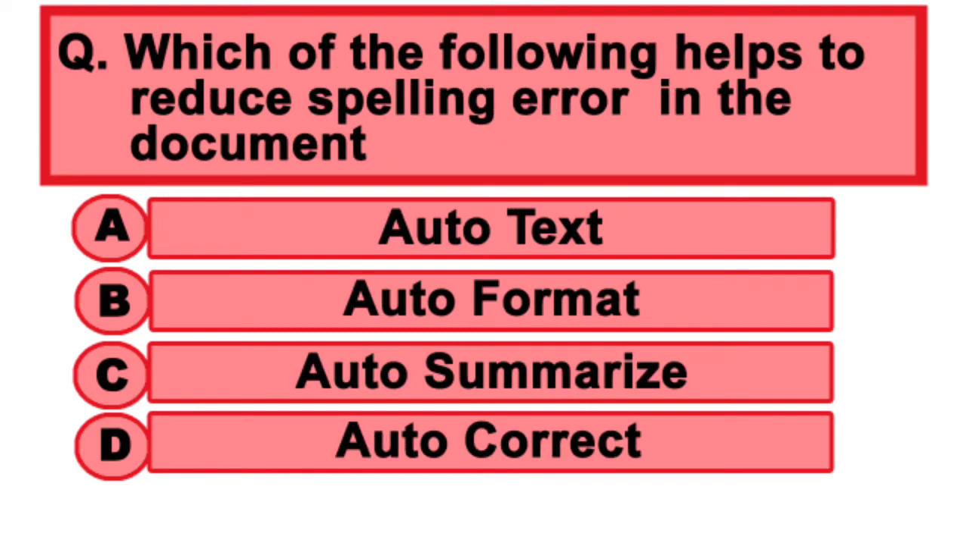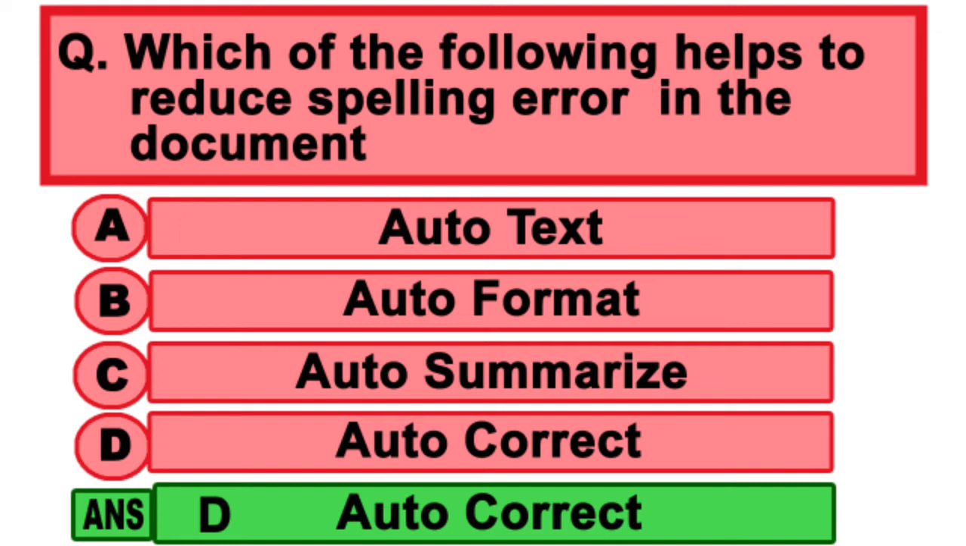Which of the following helps to reduce spelling errors in the document? The options are A. Auto text, B. Auto format, C. Auto summarize, D. Auto correct. Let's see the options one by one.